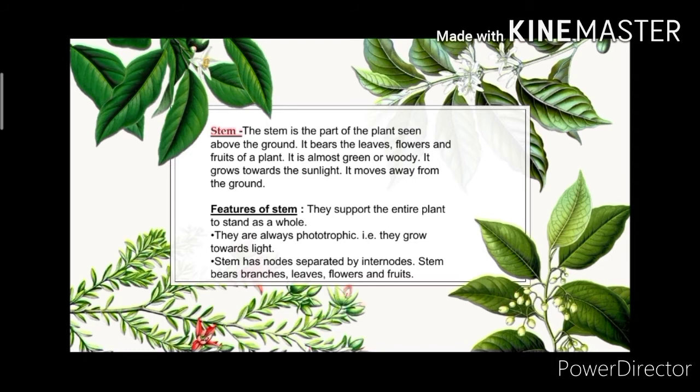And the stem has nodes separated by internodes. On the node portion, the leaf, fruit, and flower generally originate. And the distance between two nodes, basically the gap between the two nodes, is known as internode.